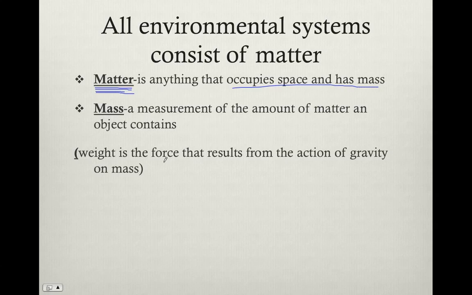So weight and mass are not the same. Mass is how much matter it has. Weight is the force that results from the action of gravity on mass. So if you go to the moon, you have the same mass, but you have a different weight because the force of gravity on you is much less. But if you go to Jupiter, and we're able to stand on Jupiter, which you can't, then your weight would be unbelievably higher. Your mass remains the same.